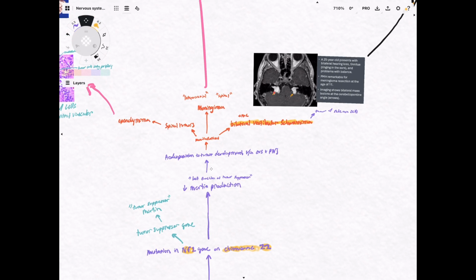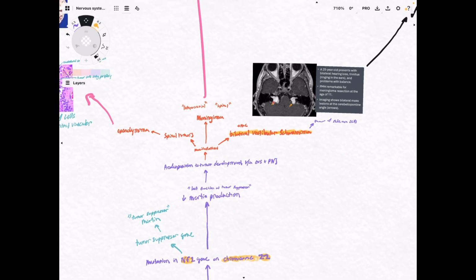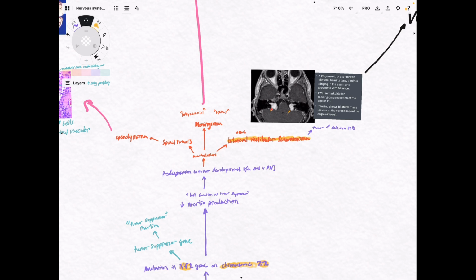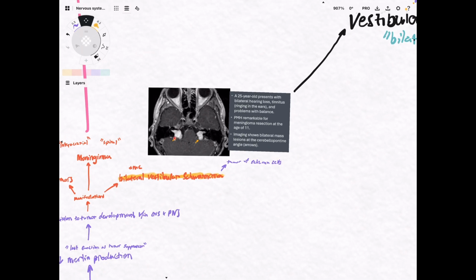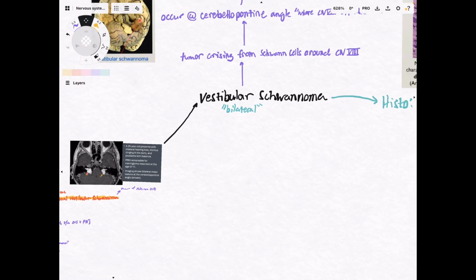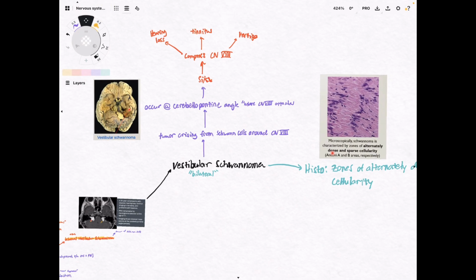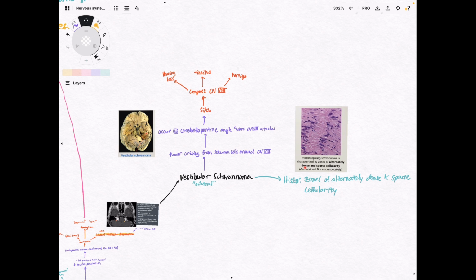And some of the tumors that are associated with this decreased Merlin are, of course, meningiomas, but then you can have something called a bilateral vestibular schwannoma. Okay, so bilateral vestibular schwannoma. And this can obviously be associated with tumor of Schwann cells, per the name. And what I want to do is talk a little bit about what a vestibular schwannoma actually is.